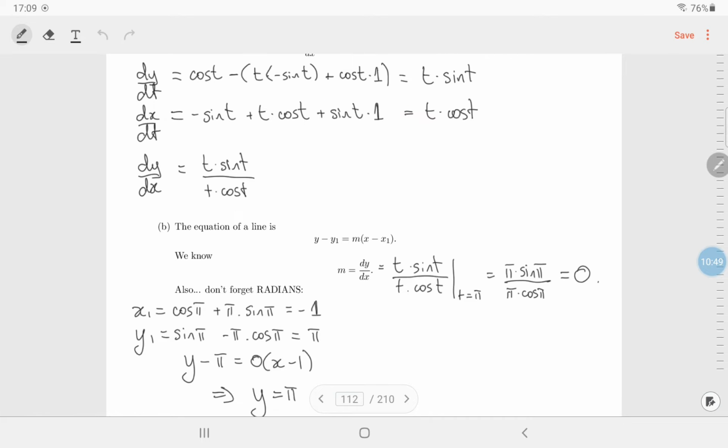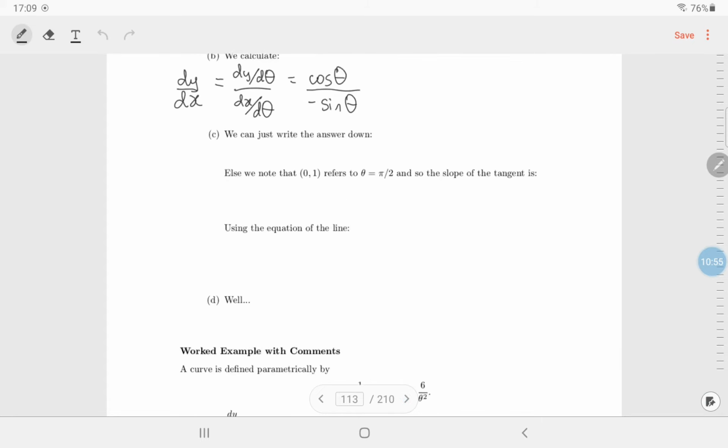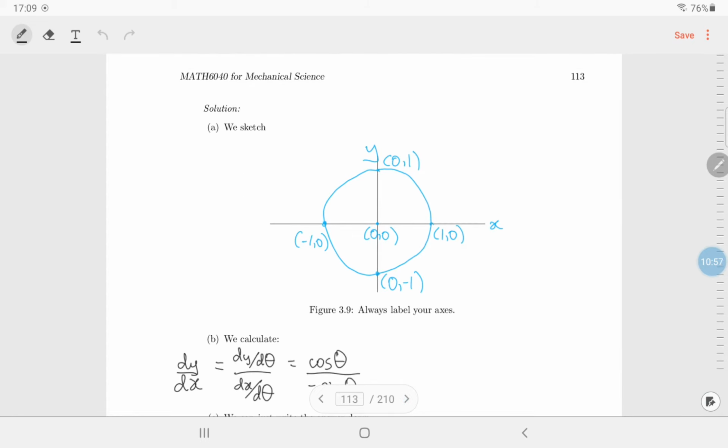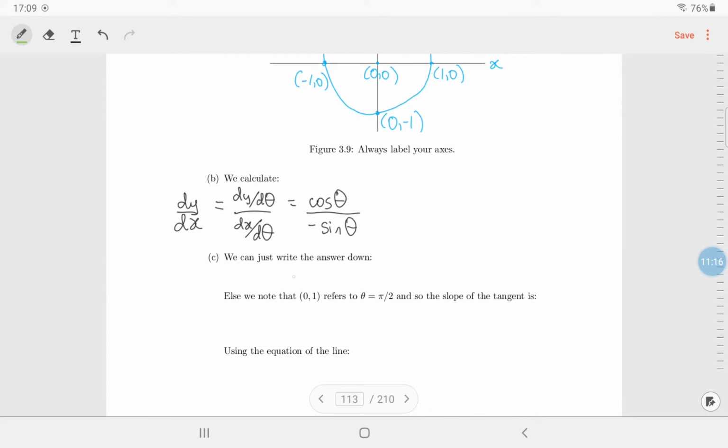Right, what's part C? Hence or otherwise find the equation of the tangent to the unit circle at 0, 1. So 0, 1 is up the top. If you actually wanted, you could just write down the answer because it's clearly flat at the top and it cuts at 1. So it's just going to be y equal to 1. No problem at all. Now we will actually show that instead. So you can just write the answer down as above, y is equal to 1.